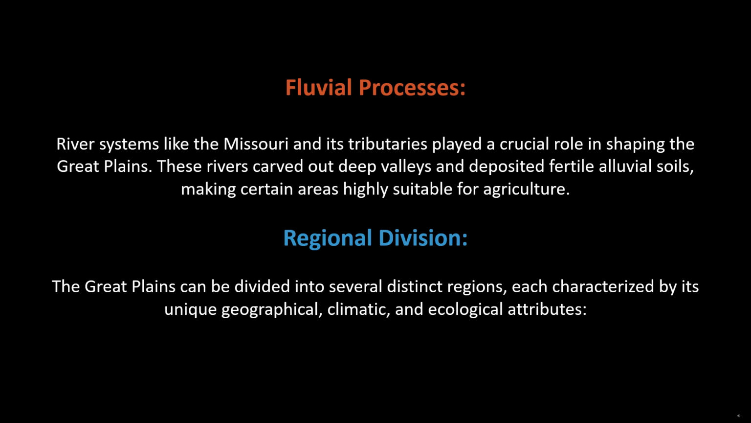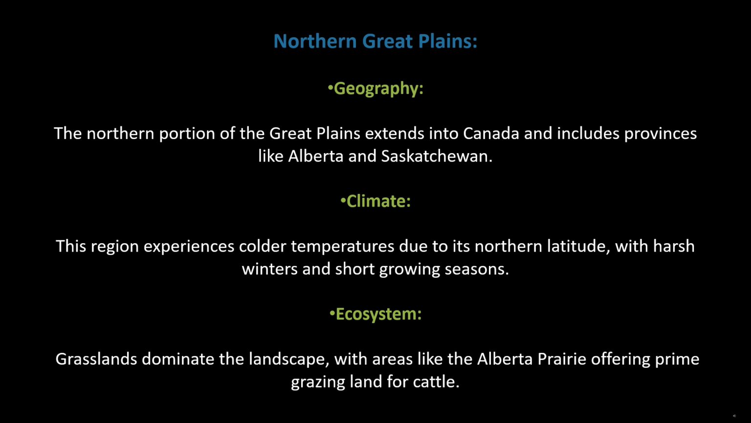Regional division. The Great Plains can be divided into several distinct regions, each characterized by its unique geographical, climatic, and ecological attributes. Northern Great Plains. Geography. The northern portion of the Great Plains extends into Canada and includes provinces like Alberta and Saskatchewan.